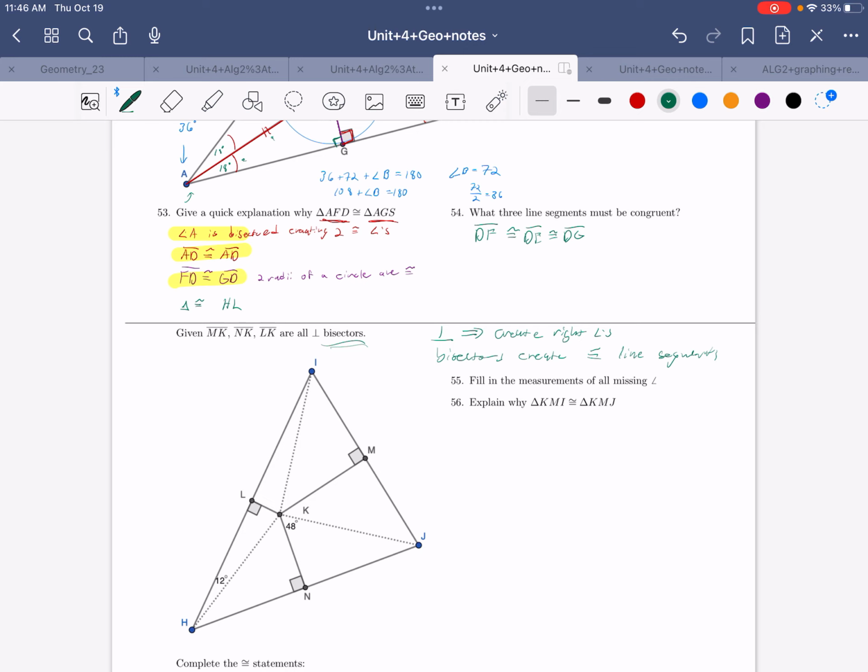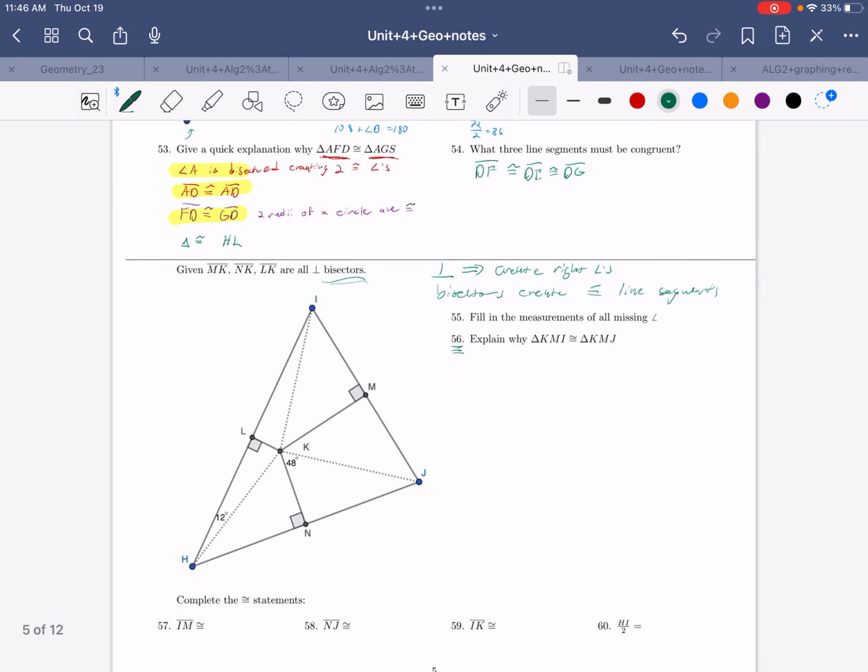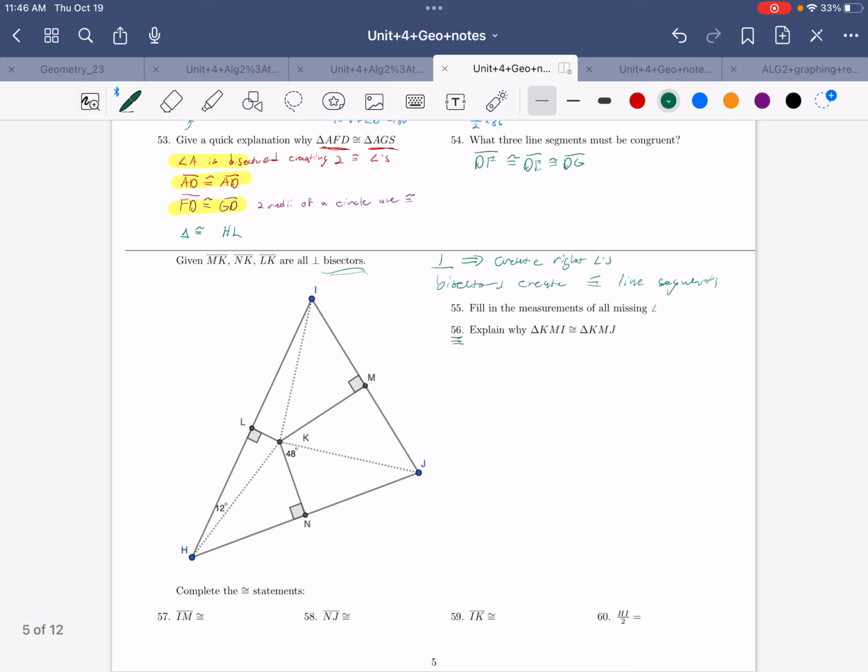So actually I'm going to skip 55 for right now. I'm going to do 56. Explain why triangle KMI is congruent to KMJ. Okay, so let's look at KMI. Here's KMI. So we're going to do K to M to I. So we're going to prove that that triangle right there is in fact congruent to this triangle right here.